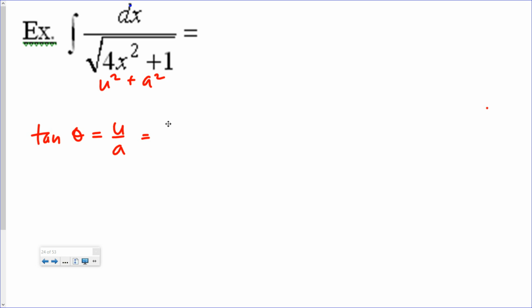What's my u in this problem? 2x. What's my a in this problem? 1. If you have a tan theta, you also have a secant theta. So let's set up your secant theta. Secant theta is hypotenuse over adjacent. It's the reciprocal of cosine, right? So I need my triangle, so let me go ahead and draw it.